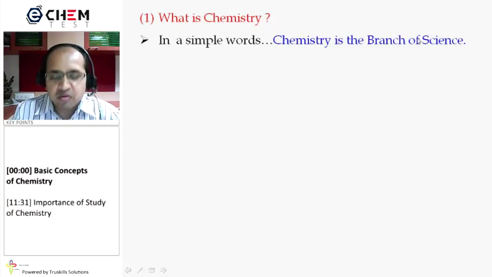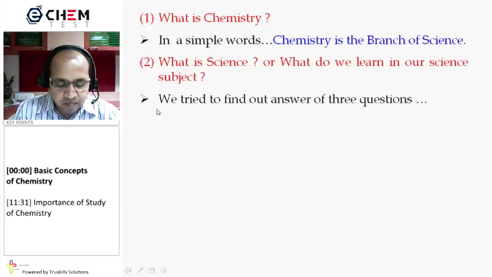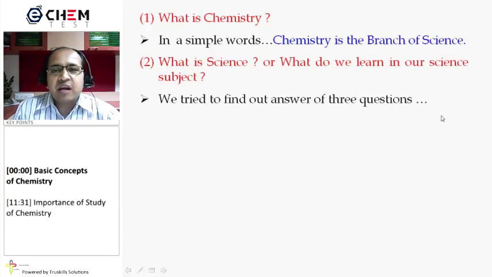Then again we have one more cross question. What is science? Or what do we learn in our science subject? Actually, all of you have one science textbook in your 8th standard, 9th standard as well as 10th standard. If you try to understand all the content of your science textbook, then you will definitely observe one thing, that we try to find out answers to 3 questions in our science textbook.